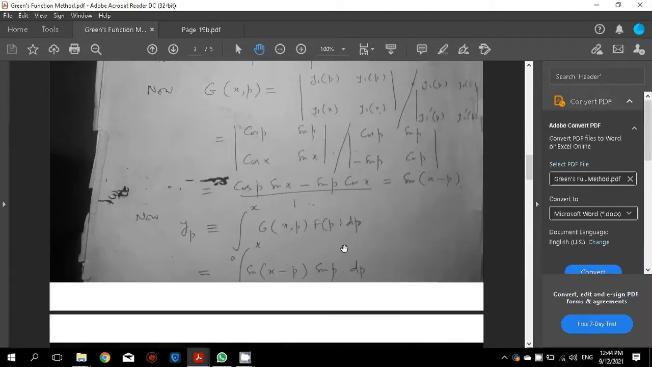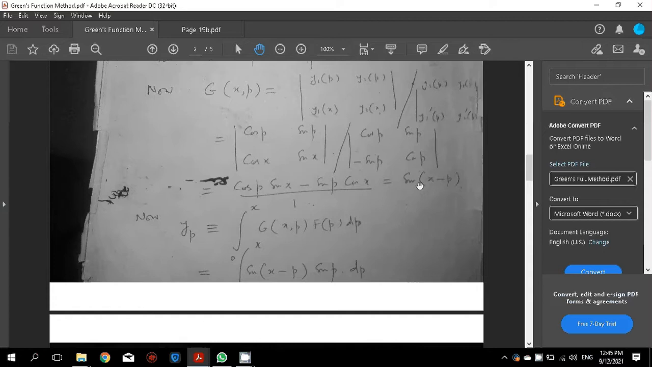So when we substitute the values of y1 as cos p, y1(p), and we get this equation, and when we simplify and calculate this determinant, we see that the Green's function of our differential equation comes out to be sin(x - p).